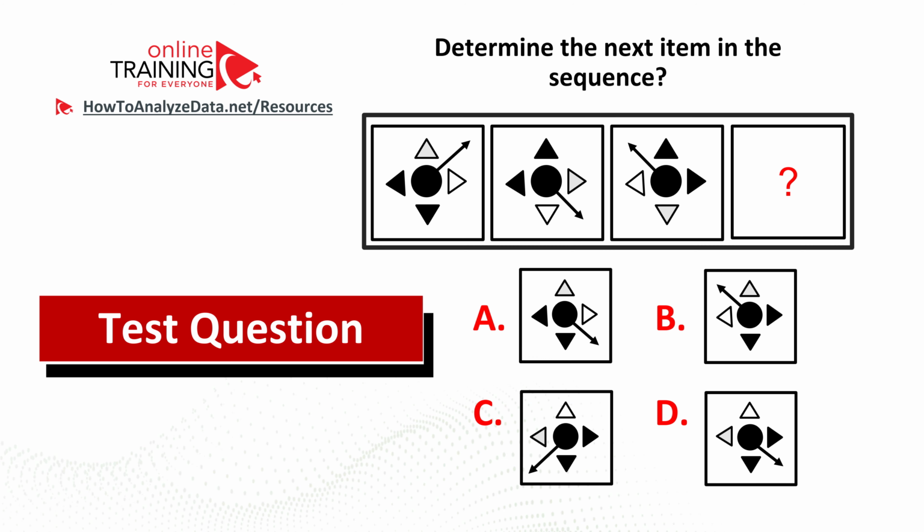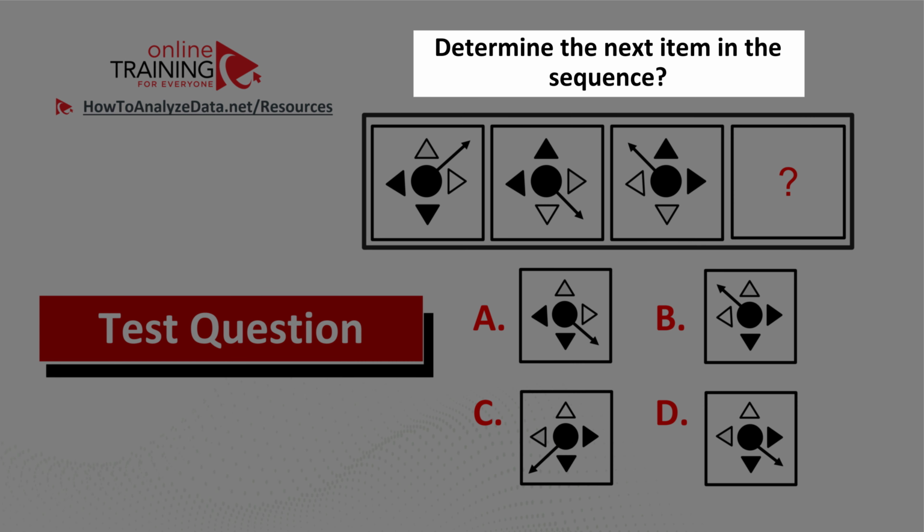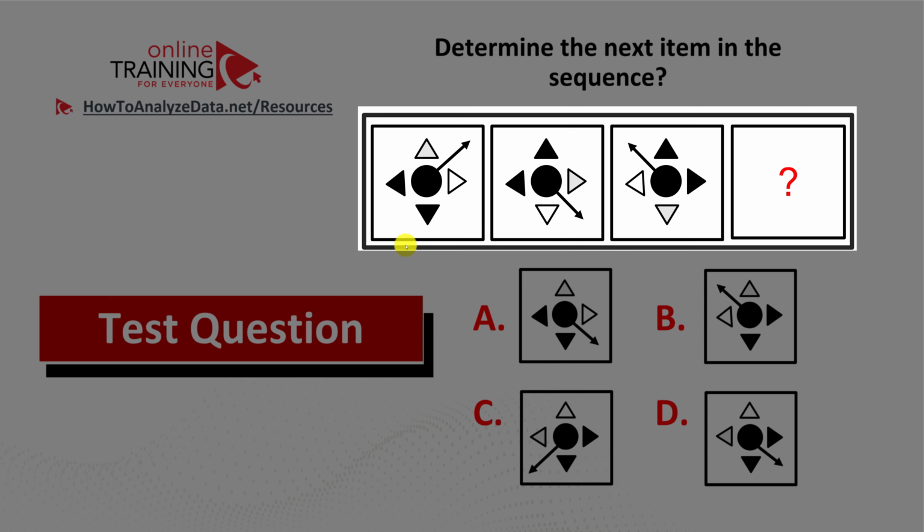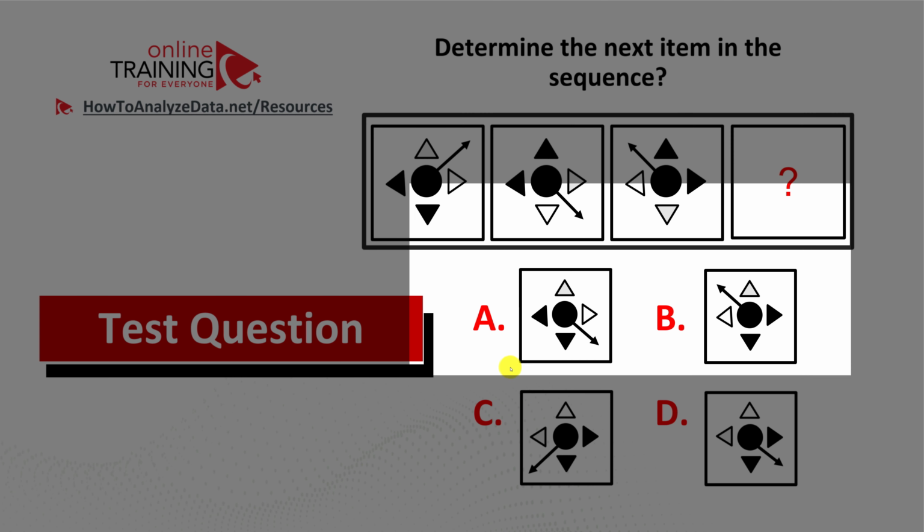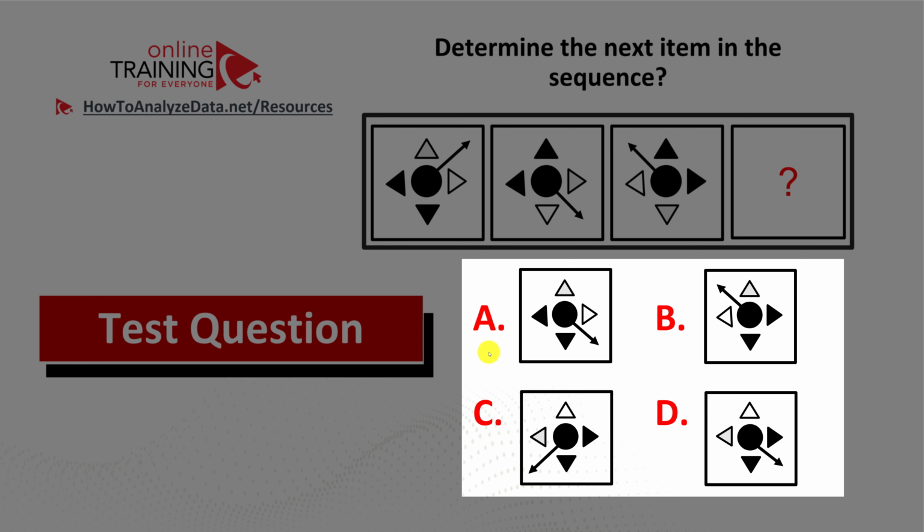Let's look at the tricky question which tests your reasoning skills. Determine the next item in the sequence. And you have a sequence of shapes. One shape, shape number 4, is missing. And you're presented with four different choices. Choice A, B, C, and D.